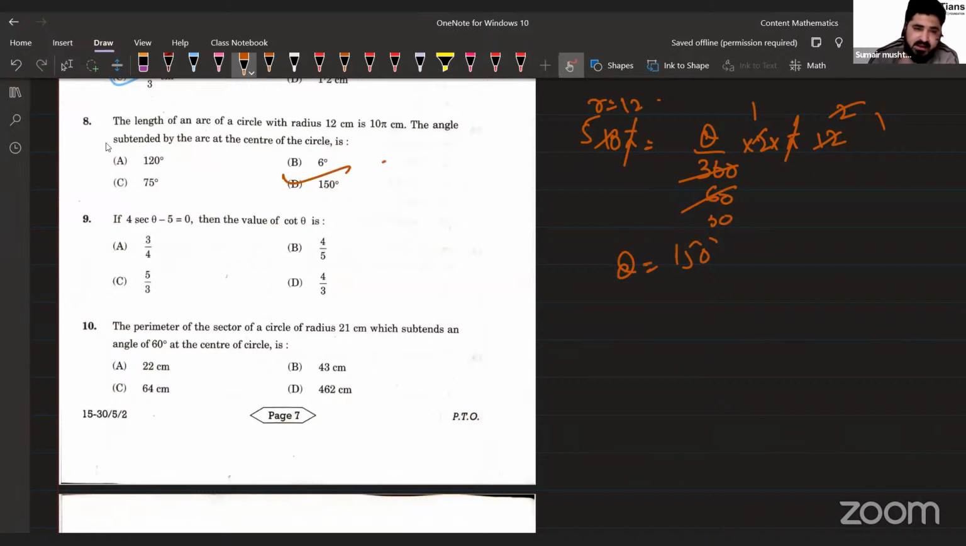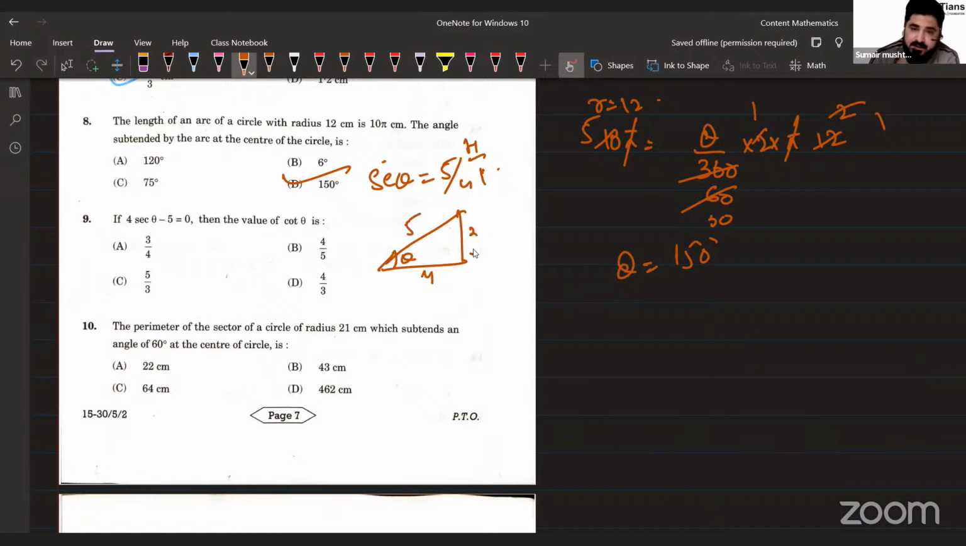Next question, make a triangle, get the answer. How can you get this? See, secant of theta is equal to 5 by 4. Make a triangle. What is secant? This is theta, isn't it? So secant of theta is equal to hypotenuse upon base. So hypotenuse is 5, and this is 4.